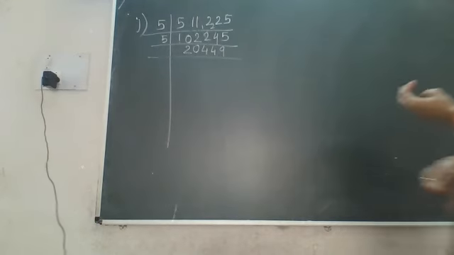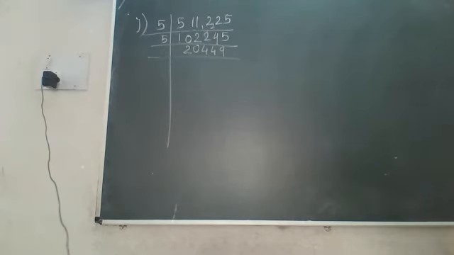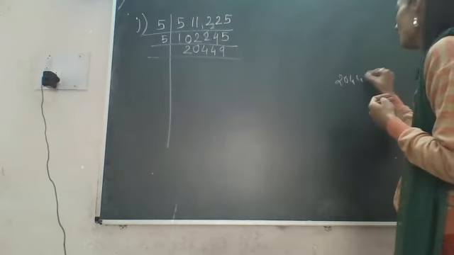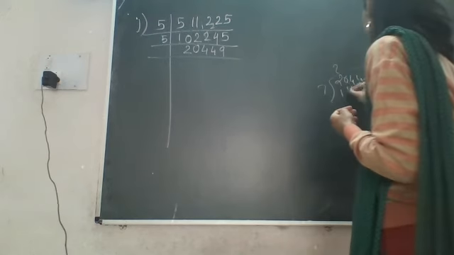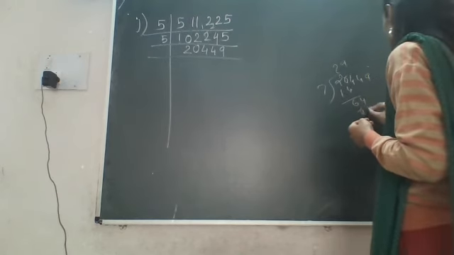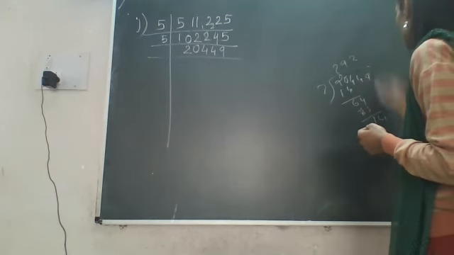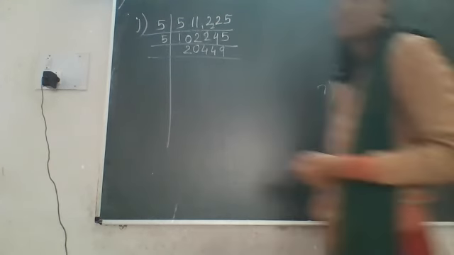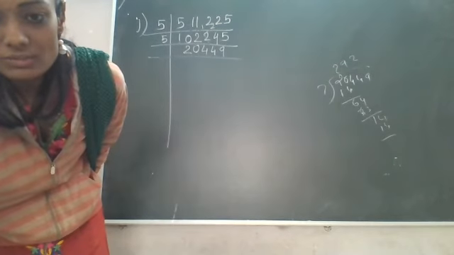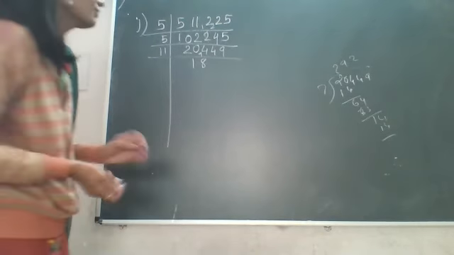20449. Is it possible by 7? Check it first. No, by 7 it is not possible. Now by which number we have to divide it? It is divisible by 11, right? So divide it by 11 and tell me the answer.